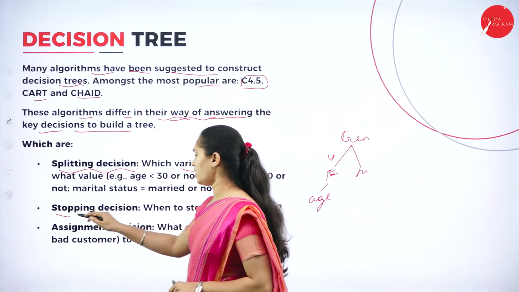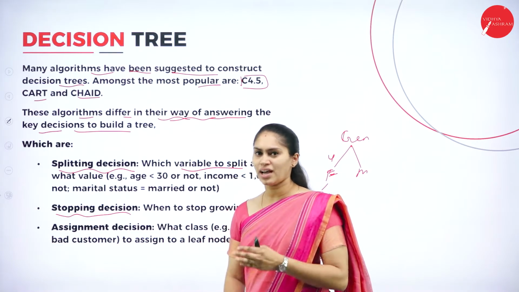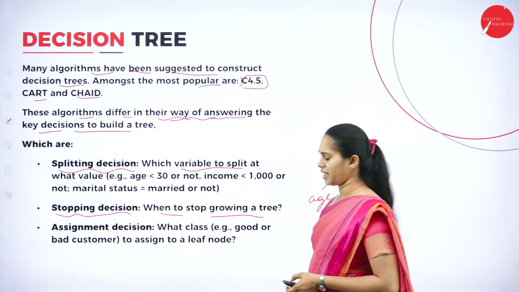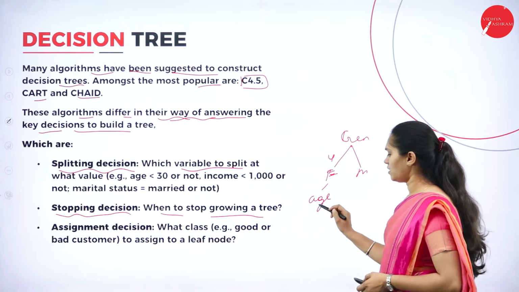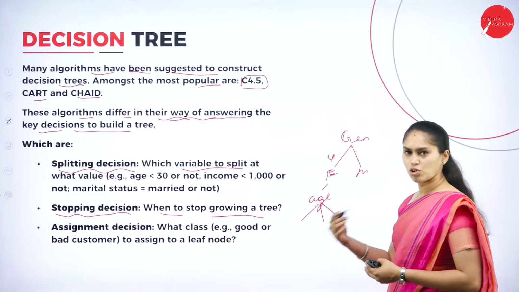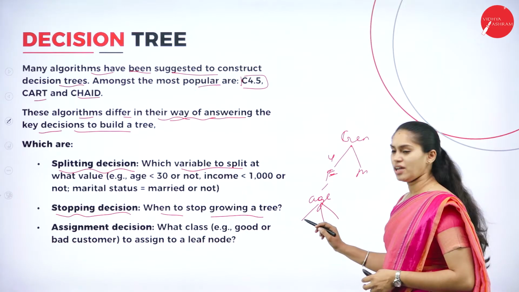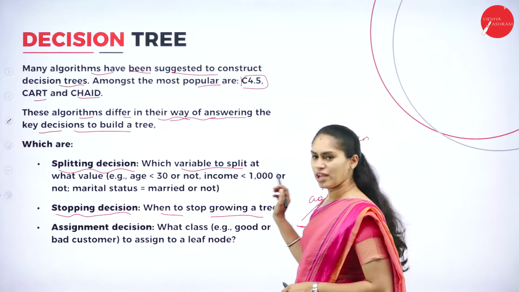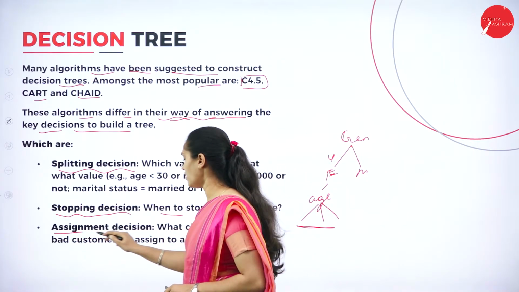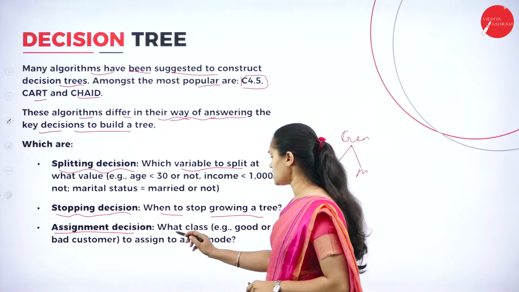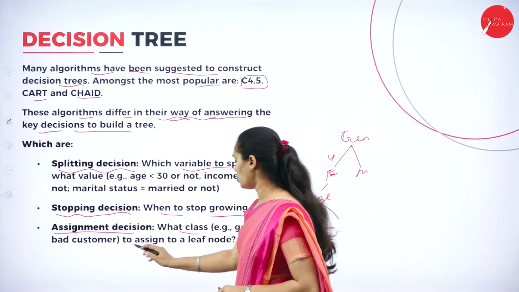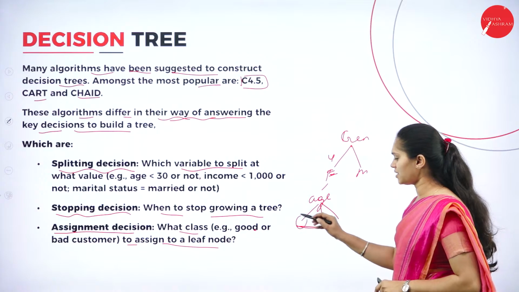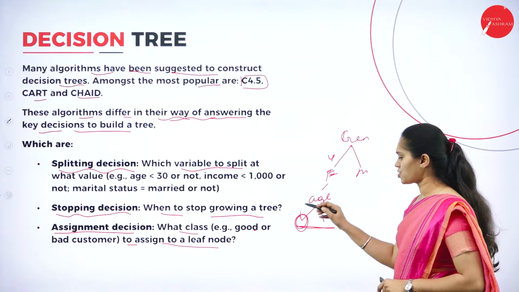So the next question is the stopping decision. At what point do I have to stop the splitting? That is, when to stop the growing of a tree. If I got this age, then whether I want to make some grouping or segregations. If not, at what point should I stop the questioning or stop growing the tree? And we have an assignment decision. In this, what class is to be assigned to the leaf node? For example, if I consider this as a leaf node, which class does it belong to?